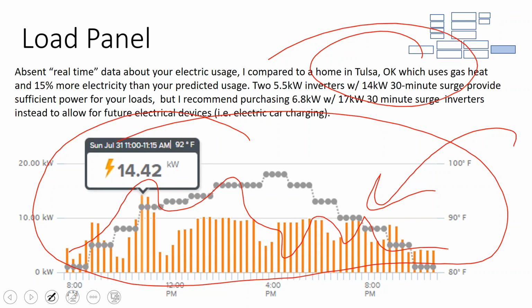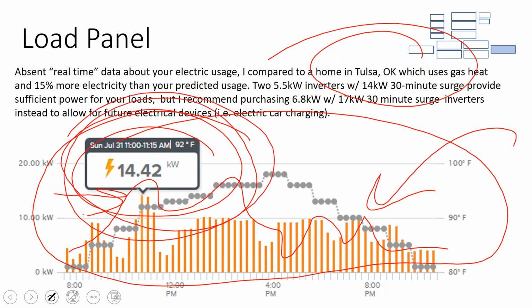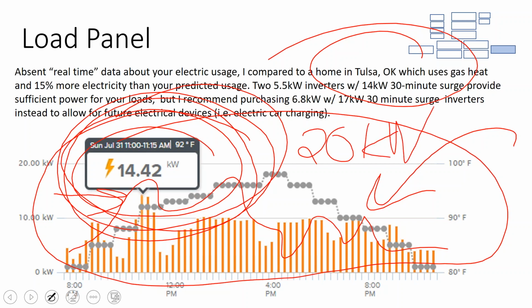Anyway, looking at my parents' similarly located, similarly sized, slightly larger electric use home, I saw that their peak power draw from the grid was 14 kilowatts. Now, one thing to keep in mind is a tankless water heater can be 20 kilowatts. So if I had a tankless water heater, it would shoot up to maybe 30 kilowatts while it's on. So you really want to make sure that your home does not have any high kilowattage inductive loads that will immediately spike your load up into a higher amount.